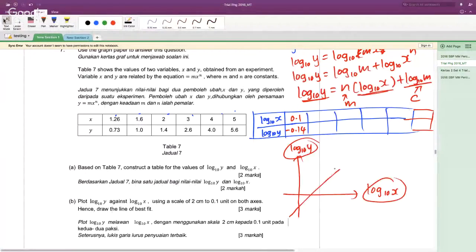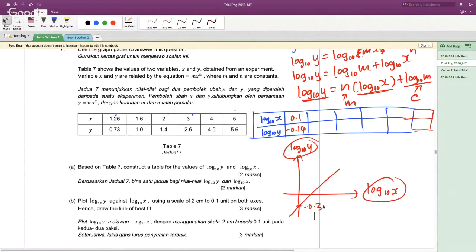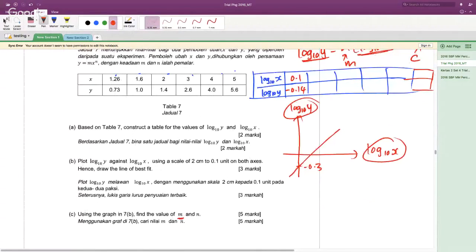Your vertical intercept should be something to do with negative 0.3. The question will ask you to find n and m. If you want to find m, m is your vertical intercept, which in this case is negative 0.3, let's say. So your m is not negative 0.3. You have to do 10 power of negative 0.3, that means I move my log 10 to the other side. So 10 power negative 0.3 gives the real value for m, which should be 0.5012. This is how you find your m value.